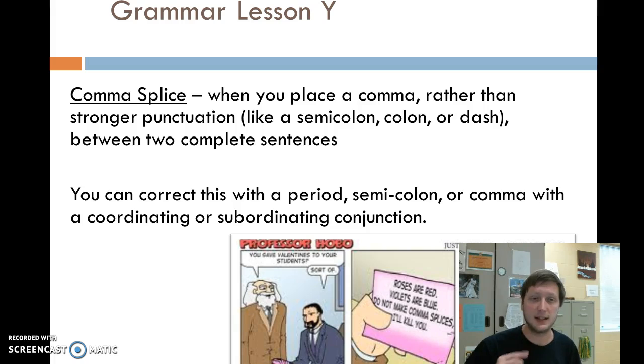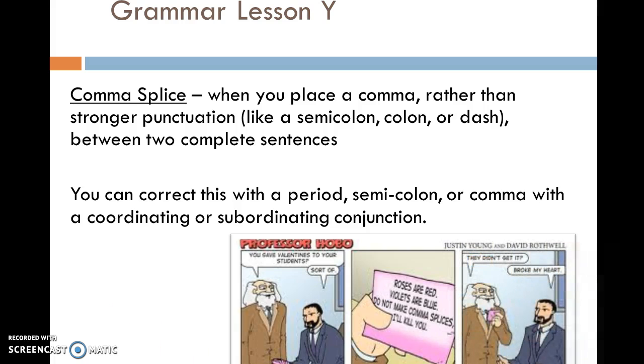Let's get started. Today's grammar lesson Y. We're talking about comma splices, which is a direct continuation from yesterday's lesson, grammar lesson X, which spoke on fragments. Let's see the difference between a fragment and a comma splice and how we actually make these mistakes all the time. Let's take a look.